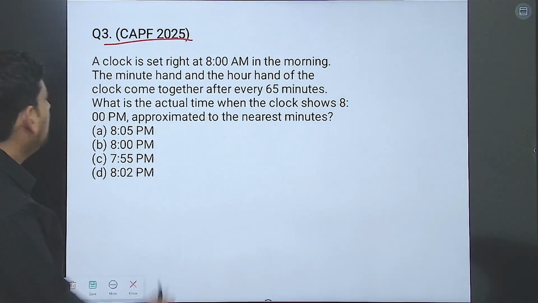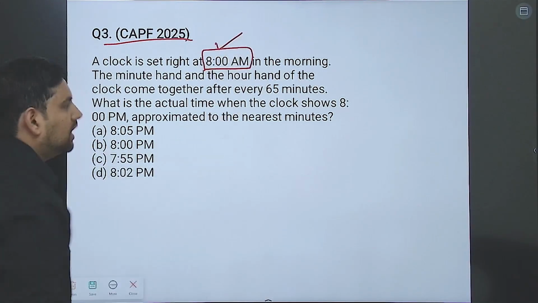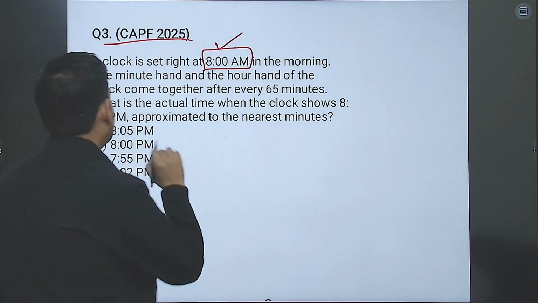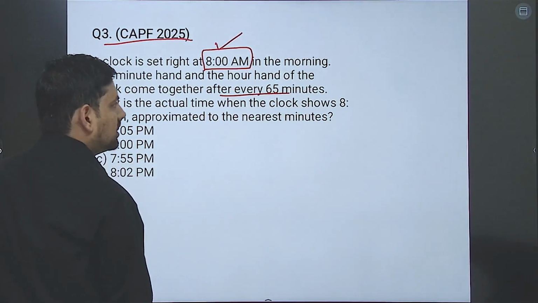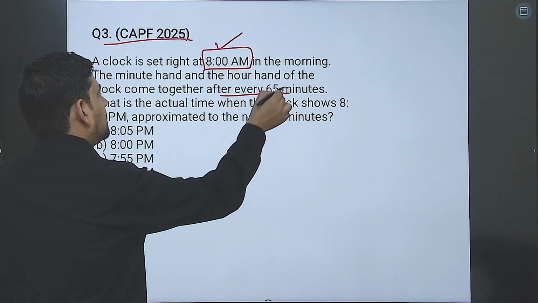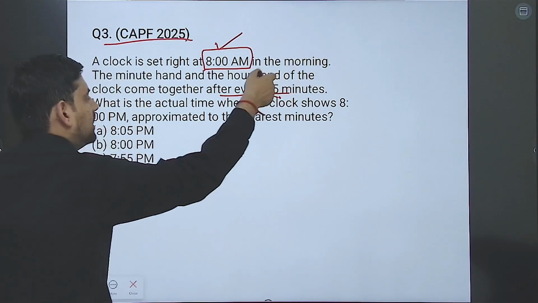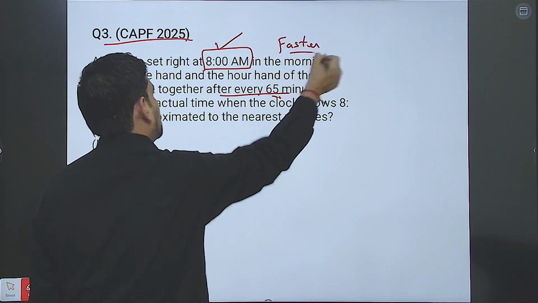What it says, the clock is set right at 8 a.m. So at 8 a.m. it is set right. Okay, very nice. In the morning. Then the minute hand and hour hand of the clock come together every 65 minutes. Okay. So same mistake is here also. Again, this clock is slower or faster. It is meeting in 65 minutes.